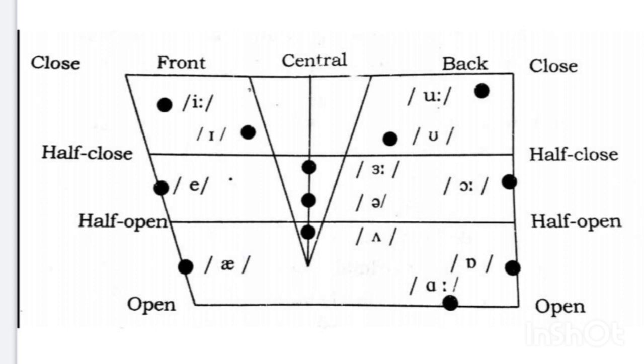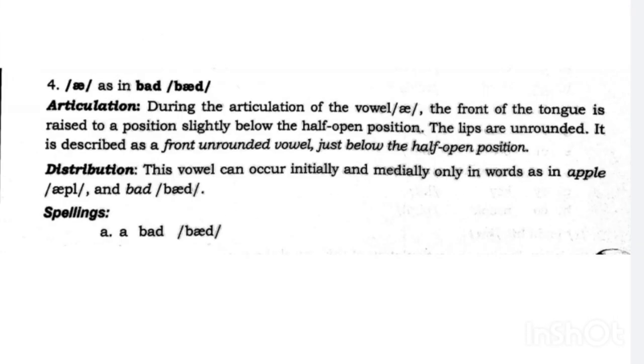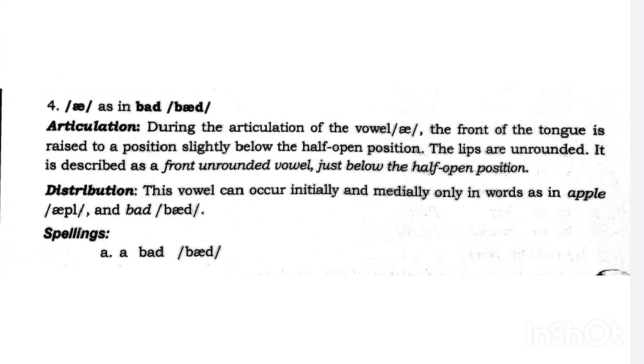Slightly below the half open position, this vowel occurs here. Just articulate and see: bad, bad. The lips are unrounded. It is described as a front, unrounded vowel, because it is a front vowel and the lips are unrounded, just below the half open position.